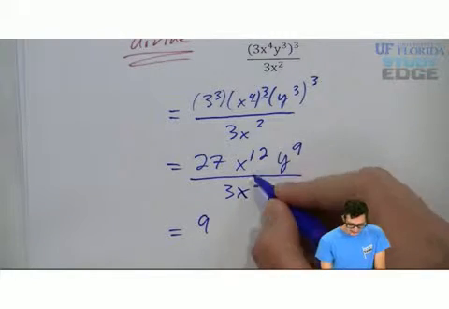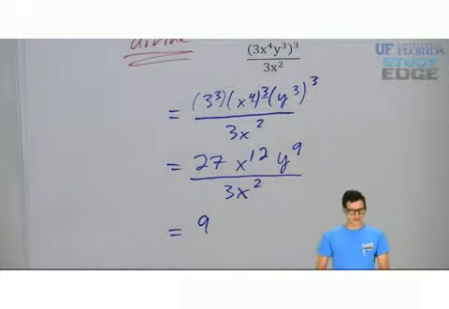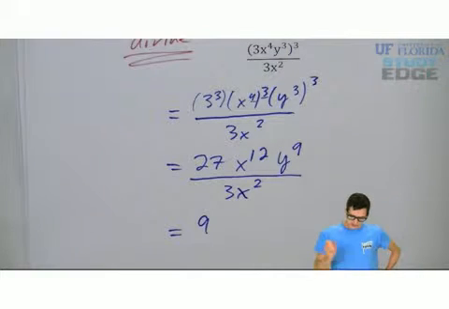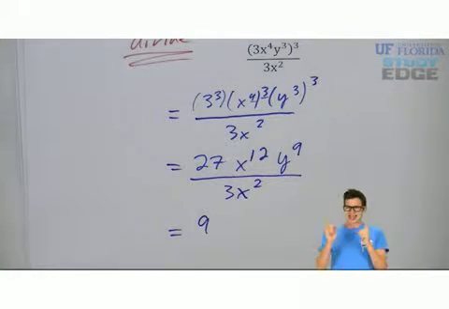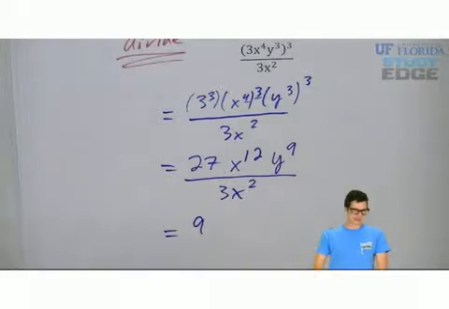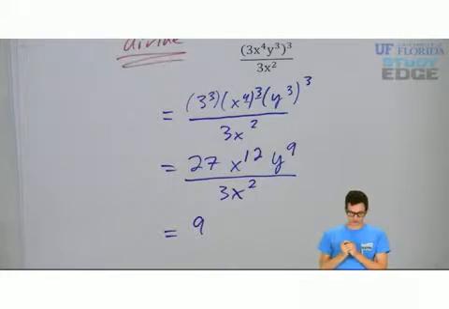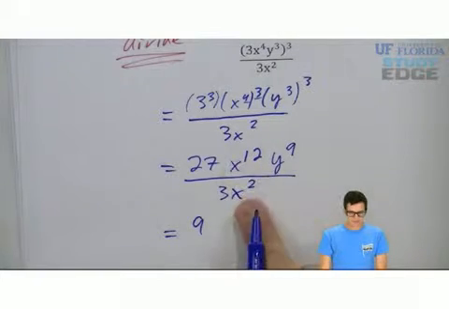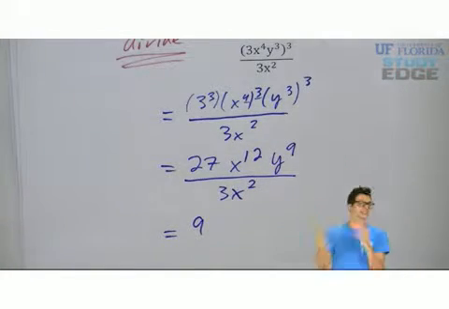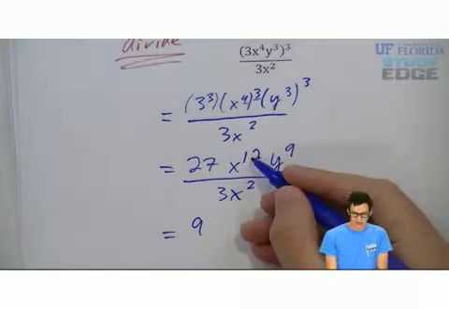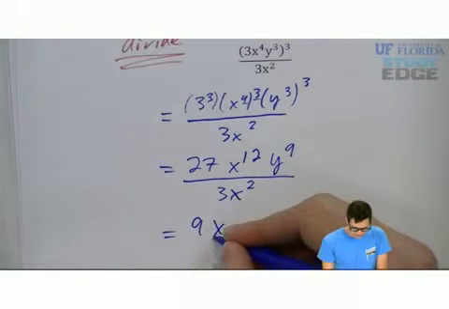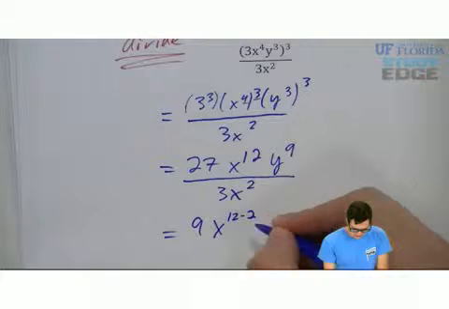Then we have x to the 12th on top and x squared on the bottom. How do we deal with that? I know that when I multiply, I add the exponents. If I'm multiplying x to the 3rd and x to the 4th, I would add their exponents together. But here I'm dividing, and dividing is the opposite of multiplying, so I have to do the opposite. I have to subtract 2 from 12. So I do x to the 12 minus 2.